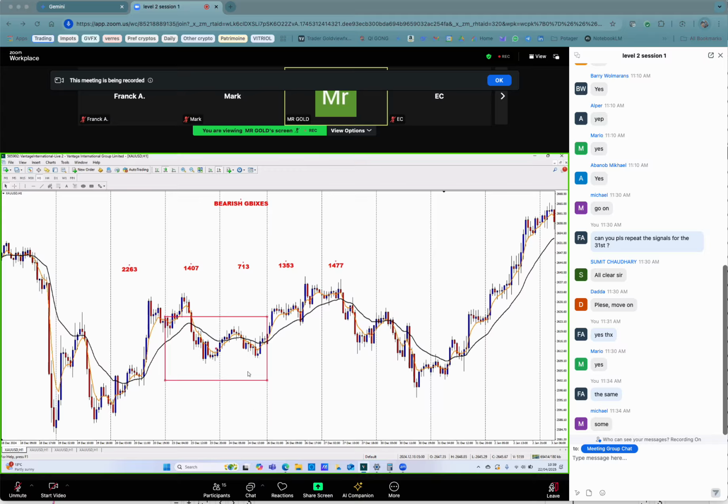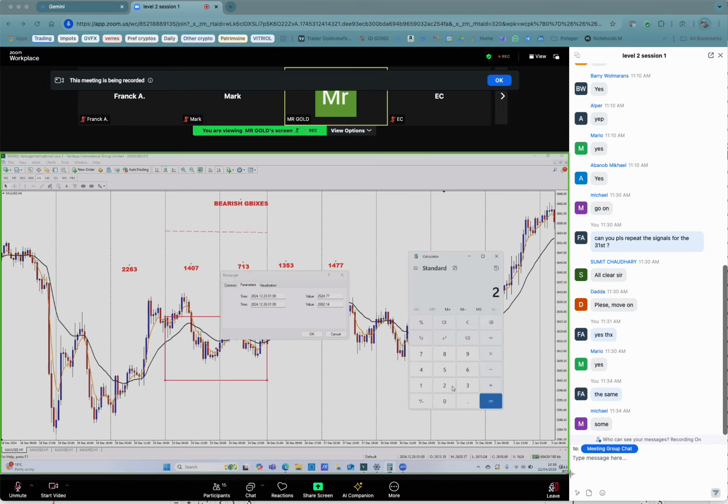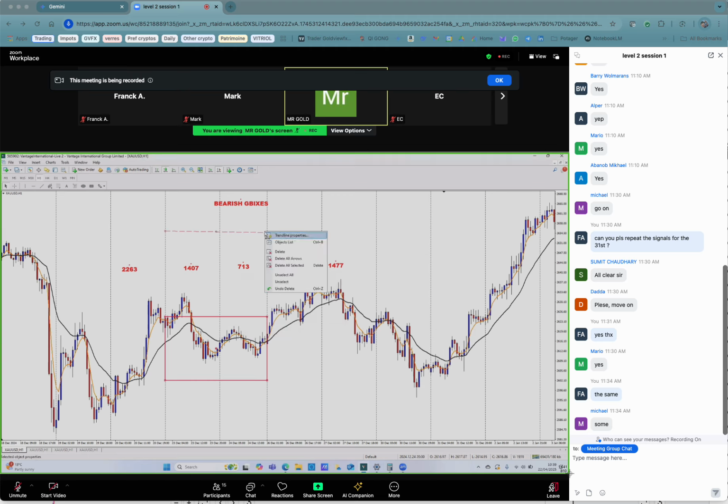And now I need a half line. So I'll get myself a half line, place it anywhere here like this, and I'll add these two figures together. So 2602.14 plus 2624.77 equals this, divide by 2, gives me 2613.46.